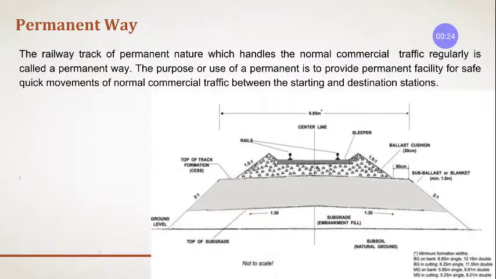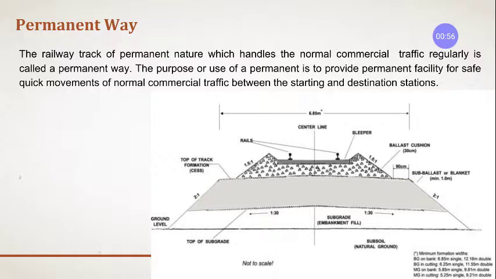Now, what is permanent way? A railway track of a permanent nature which handles the normal commercial traffic regularly is called permanent way. See, the way on which the train moves, the structure on which the traffic of the train moves, or the structure which is built up for the movement of trains, is called permanent way.